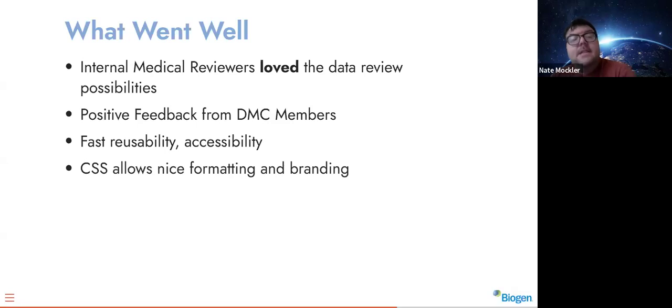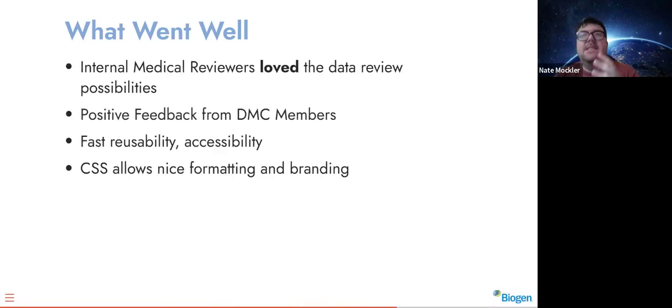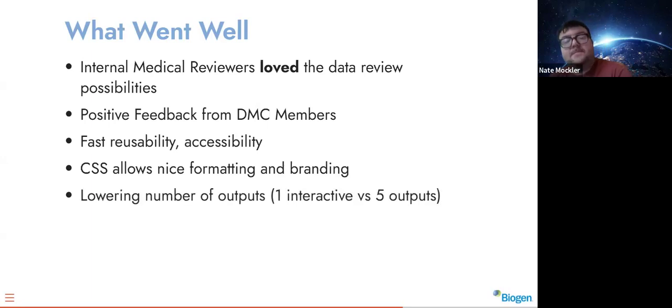I think the CSS allows nice formatting and branding. We started out using the RMD formats package, and then we eventually moved towards a custom CSS file. That enforces a consistent style throughout, especially because you're using different packages to generate different outputs. One person might be using GT summary, one person might not. So you have the ability to consistently enforce standards, which makes it a much easier read.